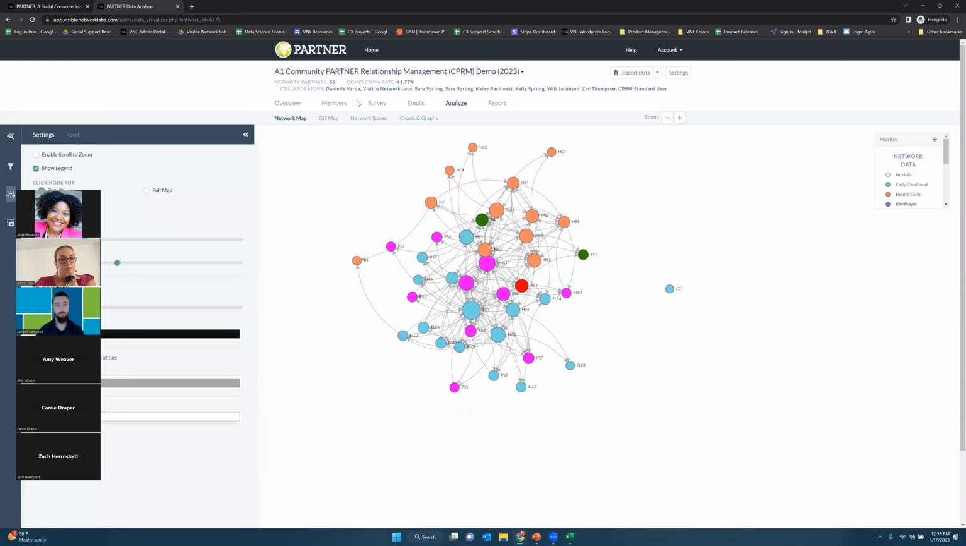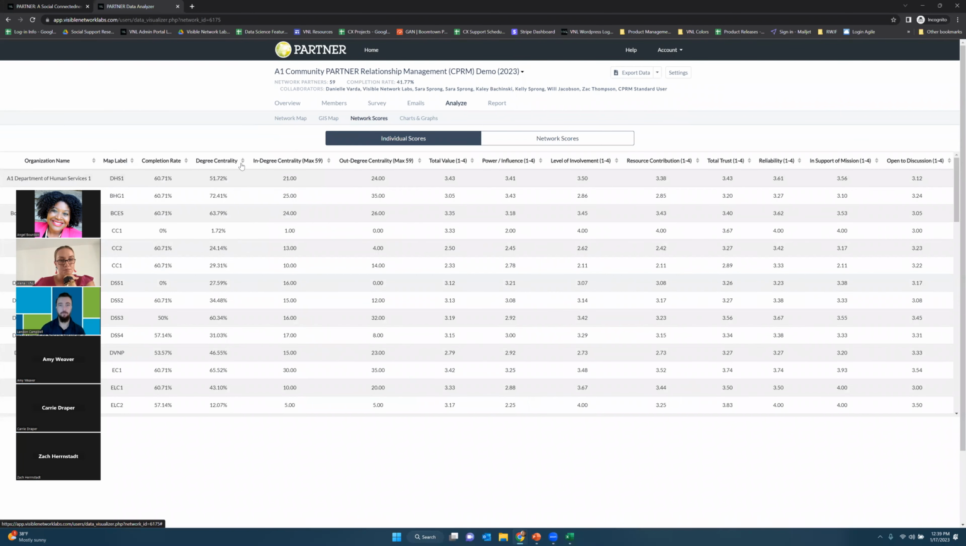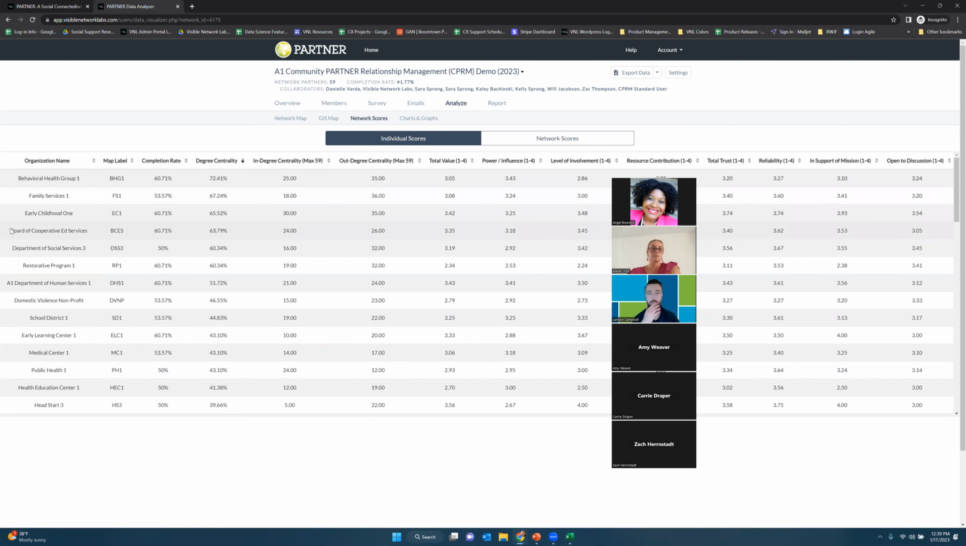Okay, so we kind of went through this a little bit when I was talking about those network scores, right? So if I were to sort by degree centrality, I would see that our Board of Cooperative Ed Services, that's our person in this example. They're our state agency and our person's retiring. And so we look to see that they are connected to 64% of the network, right? And so for us, that can be kind of a concern, right? Because they picked a lot of partners and a lot of partners picked them.